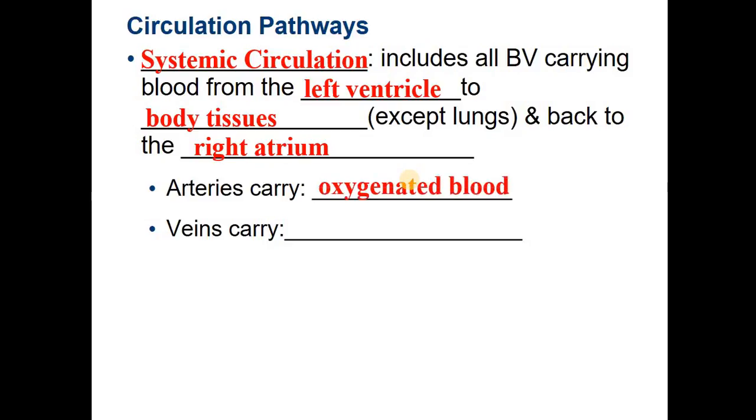Arteries carry oxygenated blood in the systemic circulation, and veins carry deoxygenated blood in the systemic circulation.